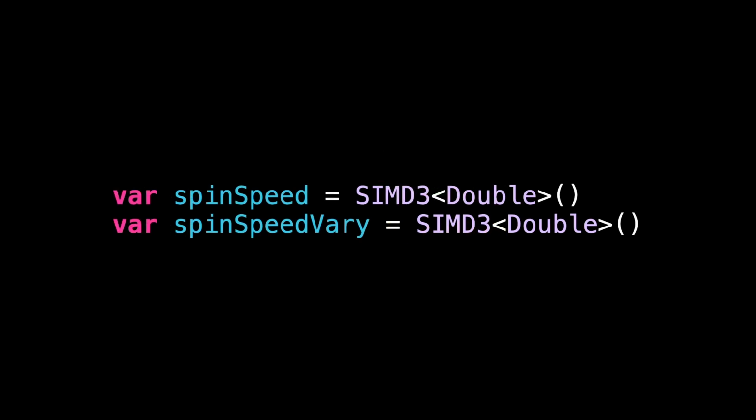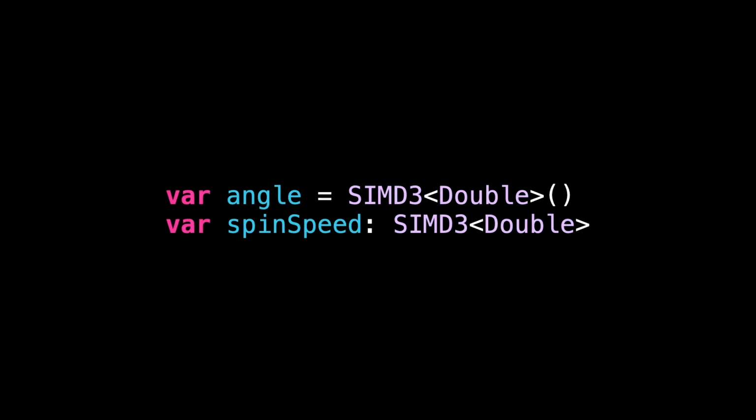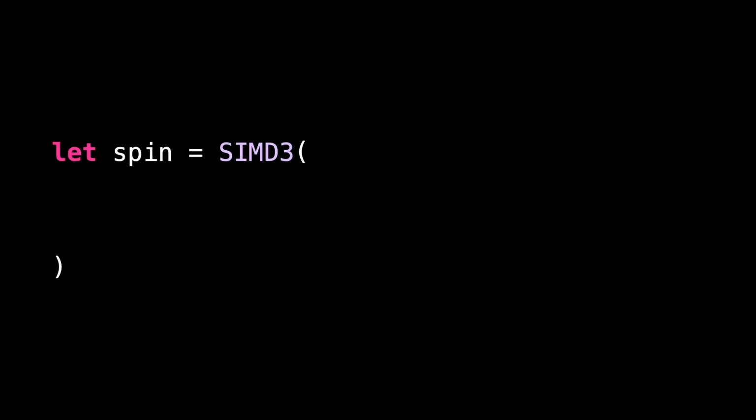First, we need to add two new properties to our system: how fast particles should spin and how much variation for spin speed. Each is a SIMD3, meaning it holds x, y, and z values, all set to 0. Then, we need two new properties in our particle, one for the current angle and one for how fast it's spinning. This one doesn't have a default value, therefore it needs to be set. That happens over in our createParticle method.